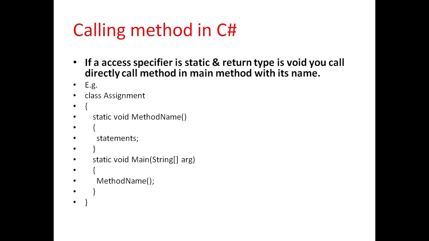There are different ways for calling a method. If an access specifier is static and return type is void, you can directly call a method in main. For example, here I have declared a class with method name. To execute this directly in a main method, you can call the method name.